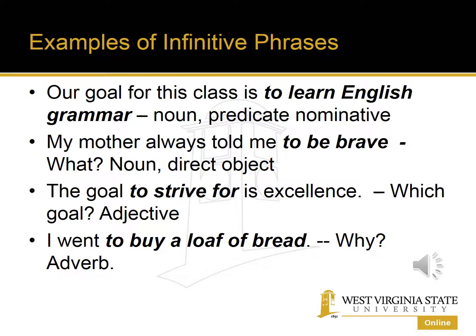All right, and then in the final example, I went to buy a loaf of bread. The verb went, the subject I, to buy a loaf of bread. This can only be an adverb because it is describing the verb. It describes why I went. I went to buy a loaf. Or you could even argue that it describes where I went. I went to buy a loaf of bread. In both cases, it doesn't matter if you ask the why question or the where question. It functions as an adverb.